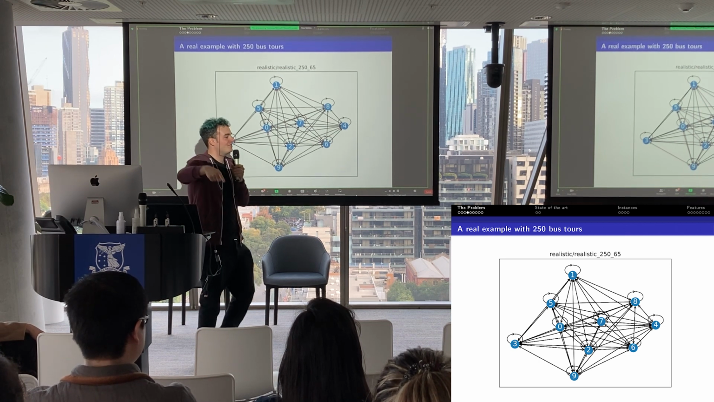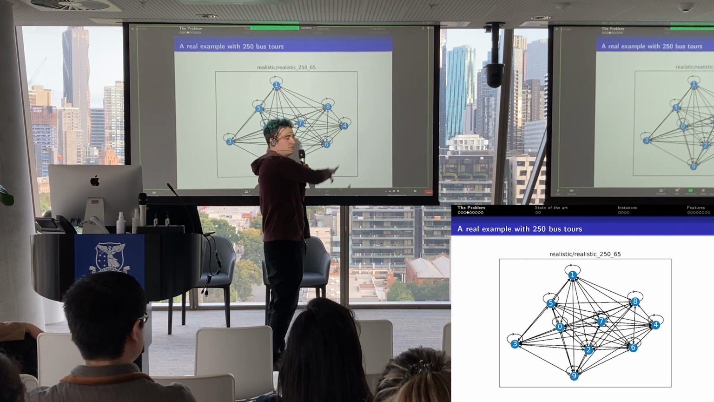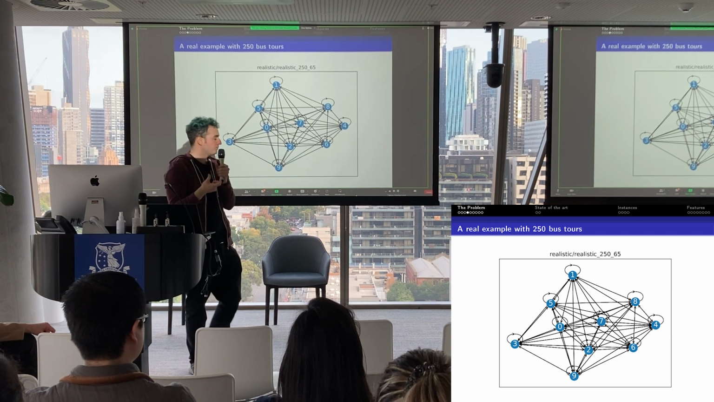A school bus starts from the depot, travels around the city, brings the kids and leaves them at the school, and then goes to the depot. They usually don't have changeover.